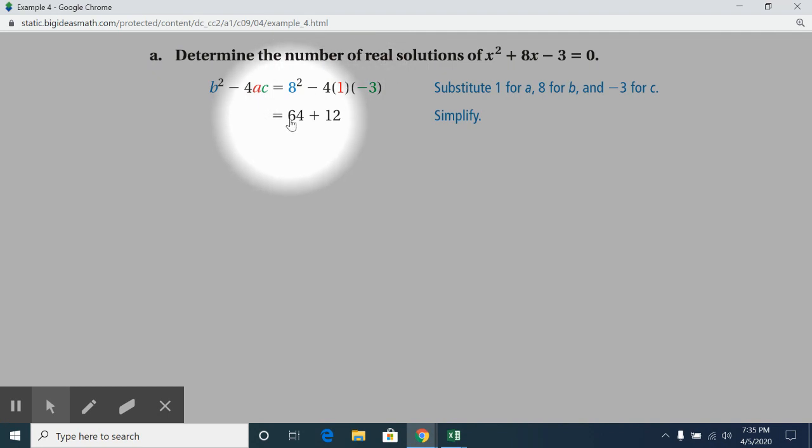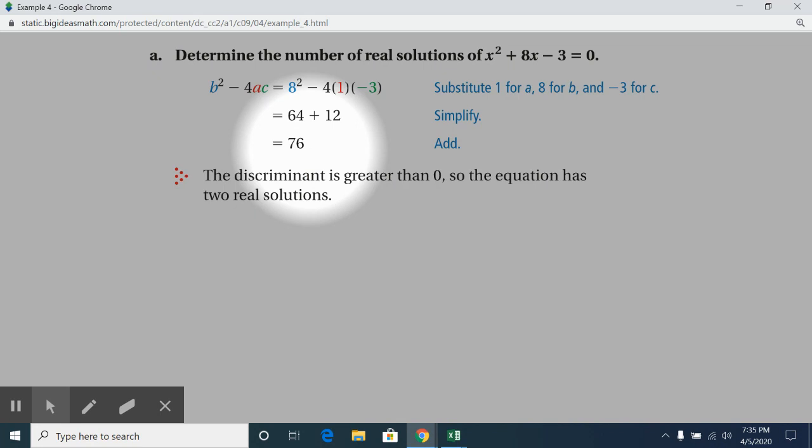So 8 squared gives us 64. The 4 times the 1 times the negative 3 becomes plus 12. That's going to give us a positive number. And at this point, we're simply going to say, since the discriminant is greater than 0, this equation will have two solutions. That's all we're doing. We're determining how many solutions we would have.